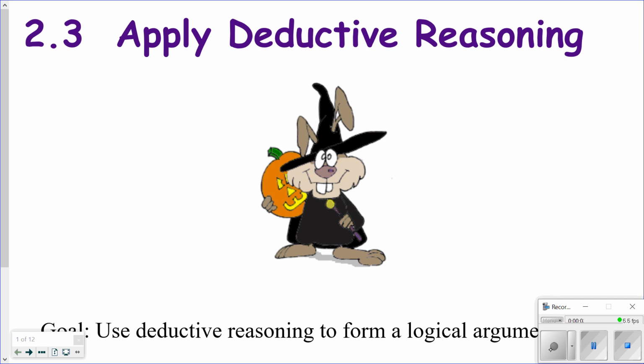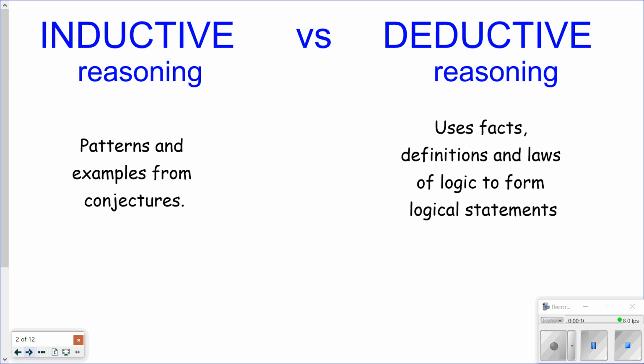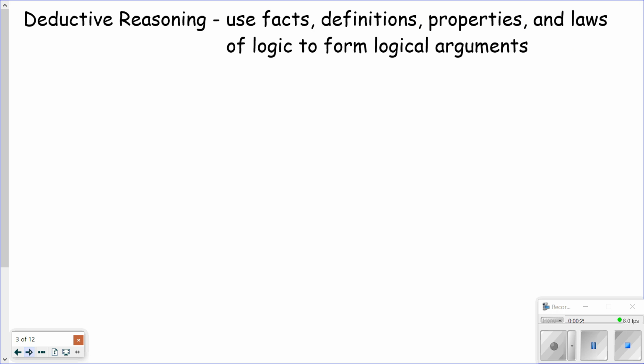Hi everyone, today we are starting 2.3, which is apply deductive reasoning. So yesterday we talked about inductive reasoning. So what's the difference? Inductive reasoning uses patterns and examples to form conjectures. Deductive reasoning, which we're going to talk about today, uses facts, definitions, properties, and laws of logic to form logical arguments.